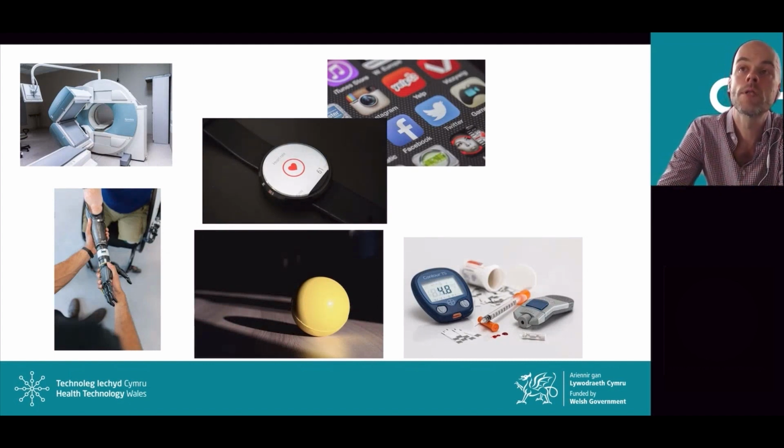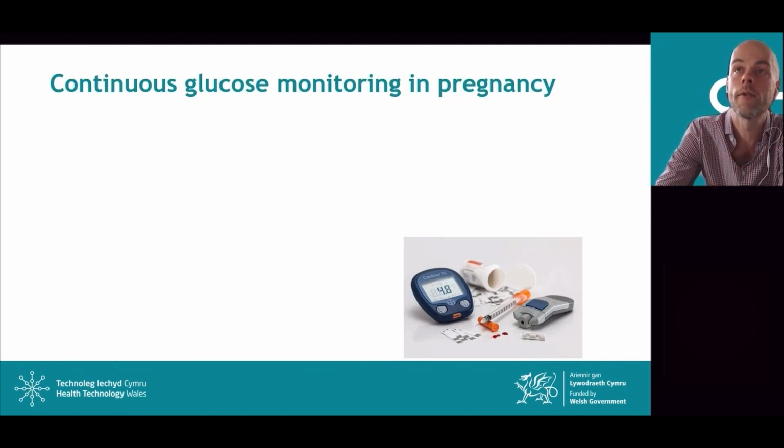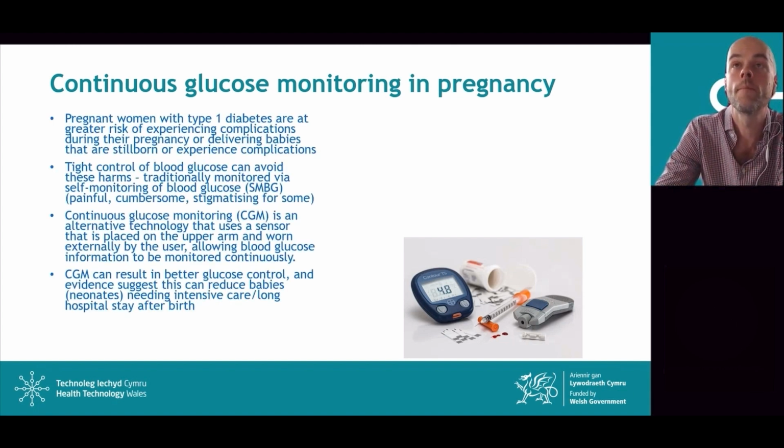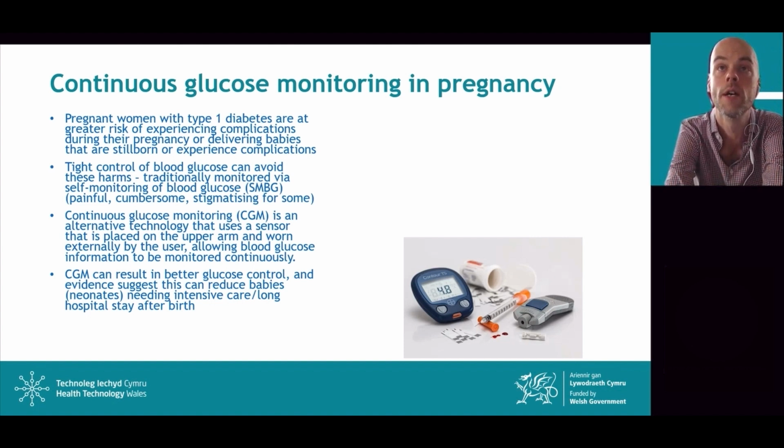So I'm going to use our glucose monitor now as a case study in this, and talk you through firstly how we would come up with a value proposition for this, and then talk through how we did health technology appraisal on this particular example, which is continuous glucose monitoring in pregnancy. So specifically, we're talking about pregnant women with type 1 diabetes here, and they're at greater risk of experiencing complications during their pregnancy, and their babies are also at more risk of complications or indeed of being delivered stillborn. We know that good control of glucose during pregnancy can avoid some of these harms and reduce them.